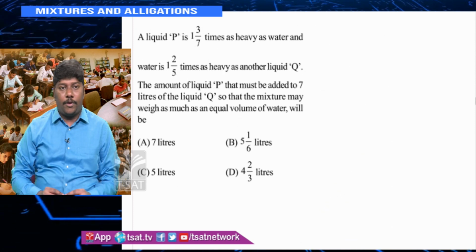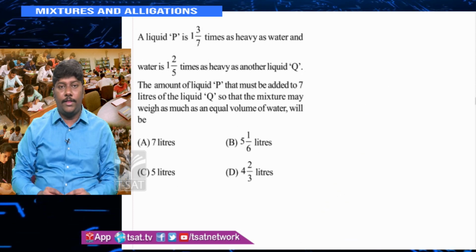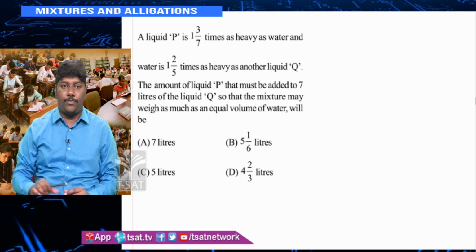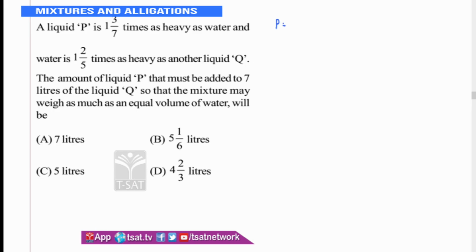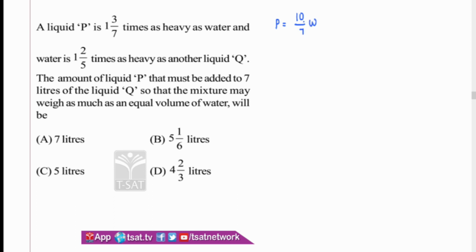Look at this question. Question says a liquid P is 1 3/7 times as heavy as water. So P is given as 1 3/7, which is 10/7 as heavy as water. And he says water is 1 2/5, which is 7/5 times as heavy as liquid Q. Can I say liquid Q is equal to 5/7 times of water? So I would say 5/7 times of water.